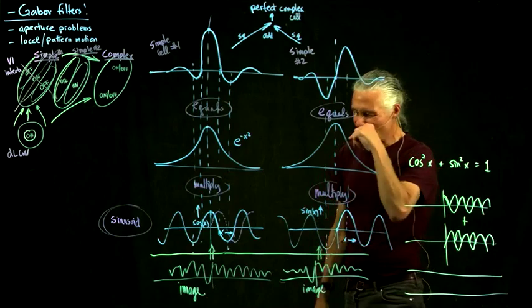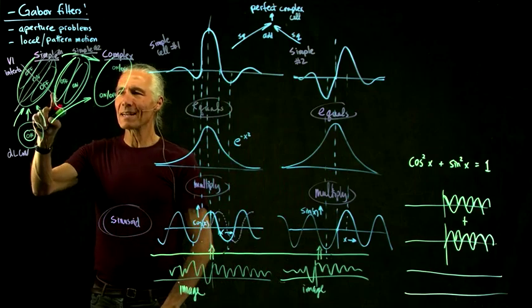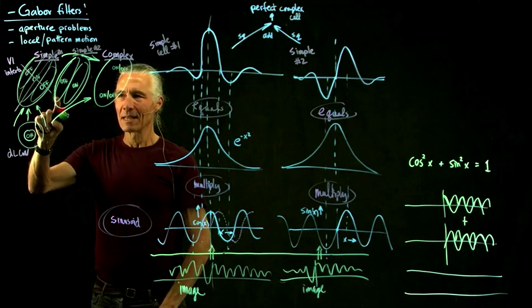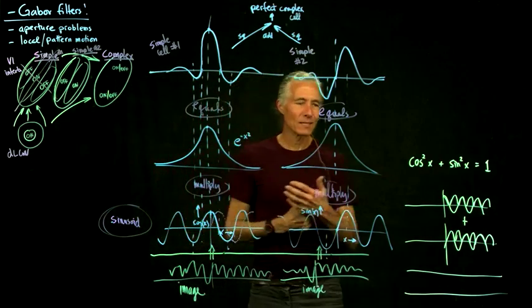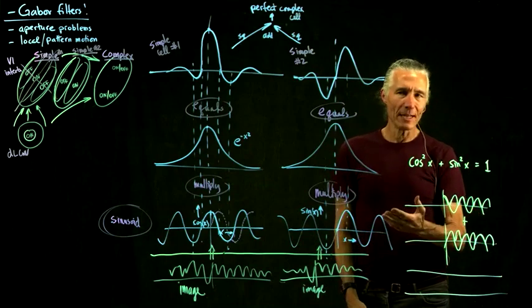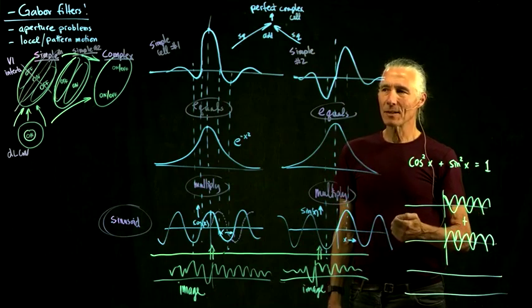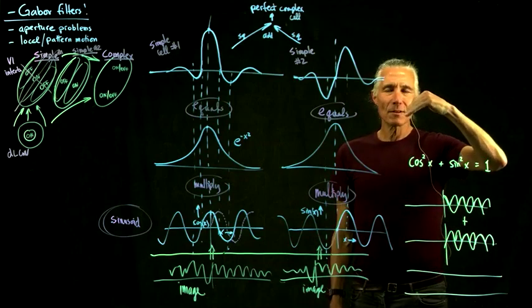And so if you look at this, what is V1 actually detecting? It's not actually detecting edges. It will respond to an edge, but what it's really looking for is little ripples in a certain orientation.